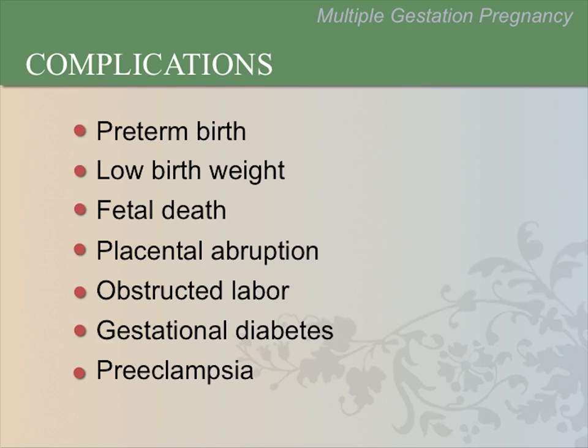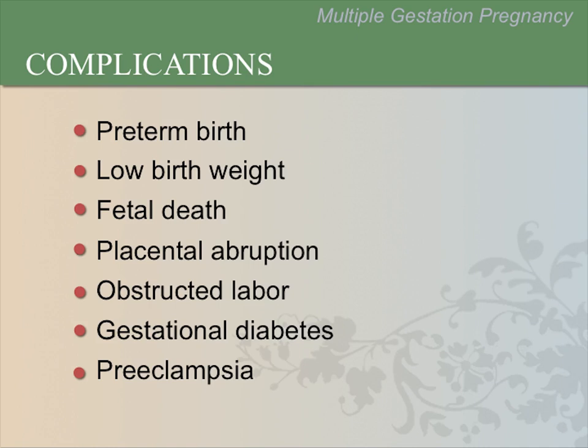Fetal death. This is generally uncommon, but more common with multiple gestation than when there is only 1 fetus. Placental abruption. This is a condition in which the placenta prematurely separates from the uterus and causes bleeding. It can occur in the 2nd or 3rd trimester or after the delivery of the first baby. Obstructed labor. This is a condition in which 1 or both twins can become stuck in the birth canal during delivery. Multiple gestations should be delivered in the hospital in case cesarean section is necessary.